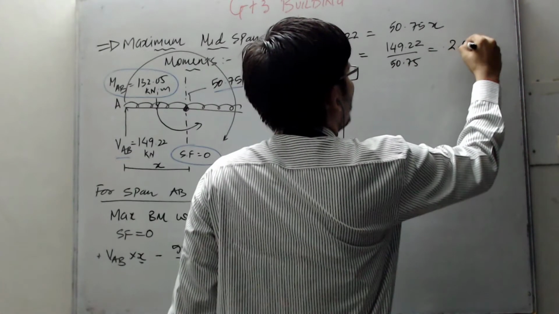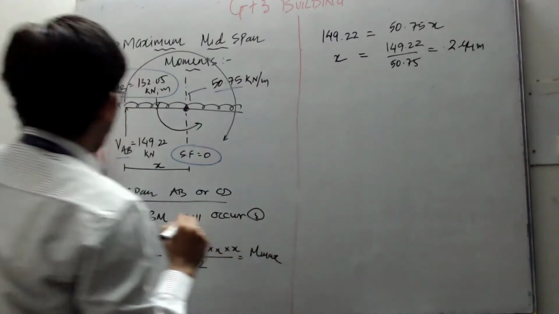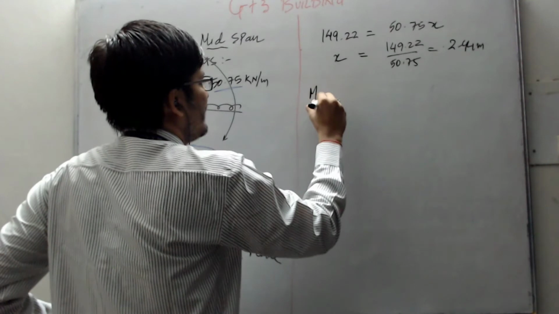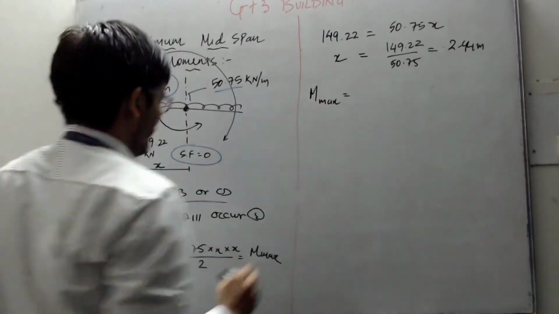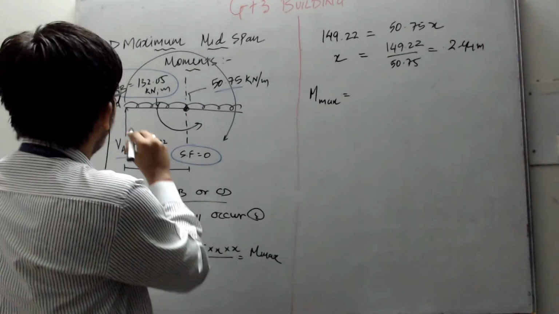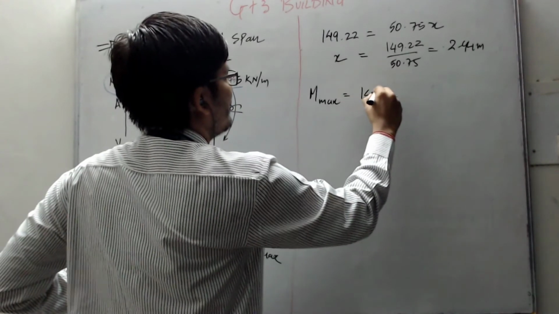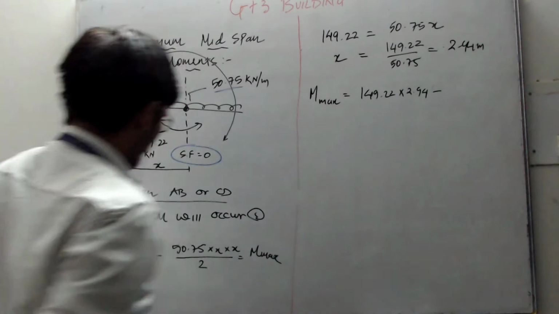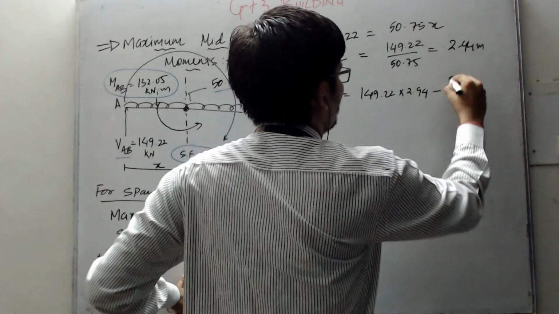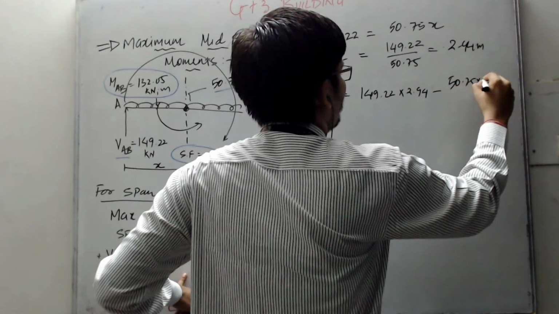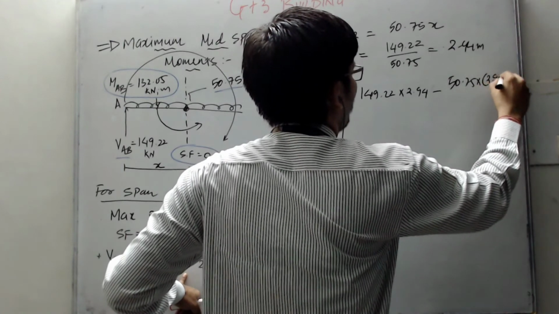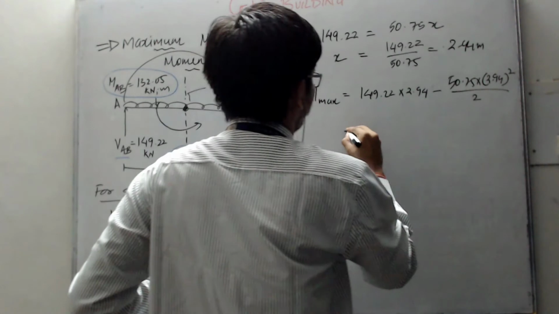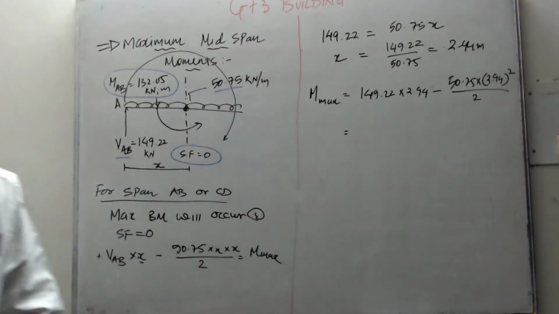If we substitute this value in this equation, my maximum bending moment Mmax will be equal to VAB, that is 149.22, multiplied by 2.94, minus 50.75 multiplied by x square, that is 2.94 square divided by 2. These things you already studied in your mechanics of solids, so I'm just going quickly.